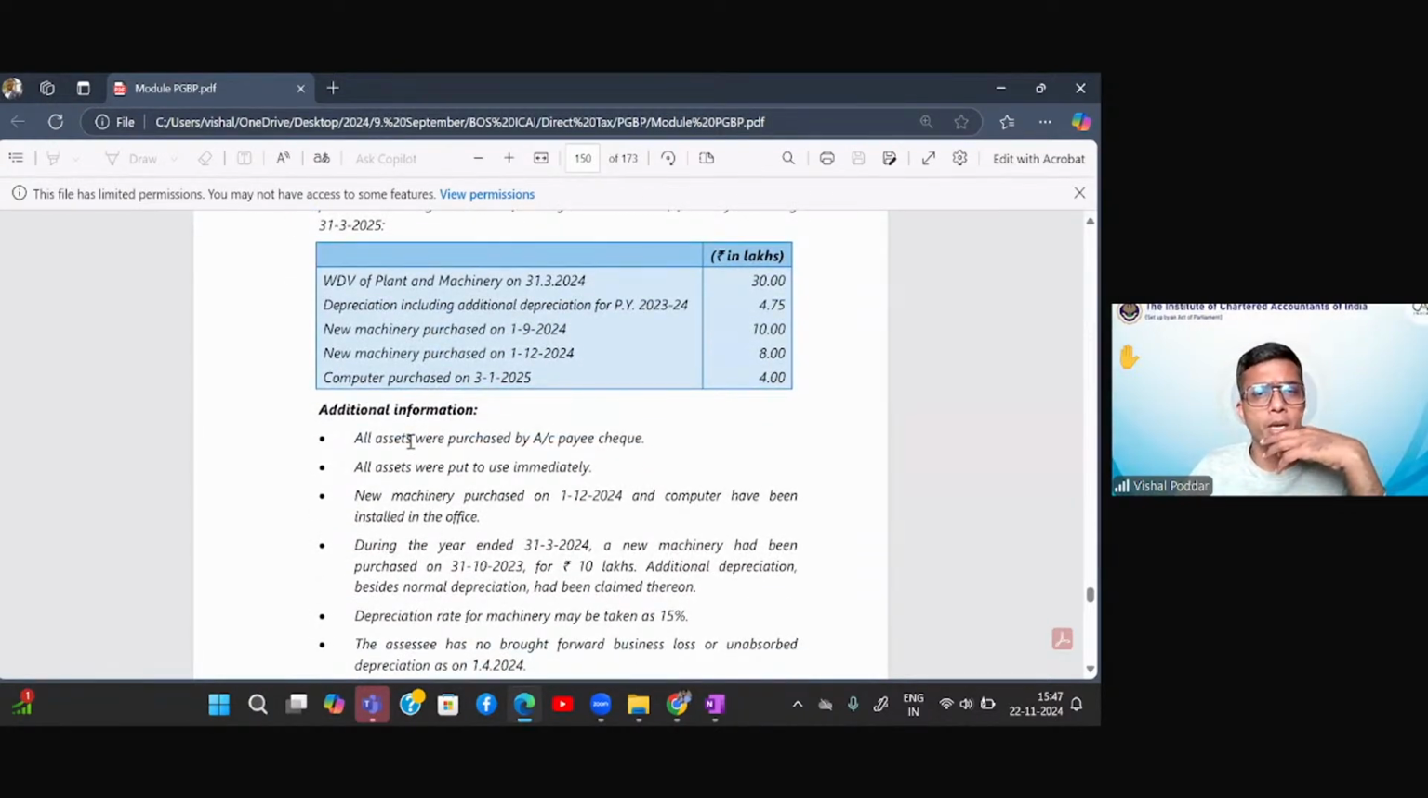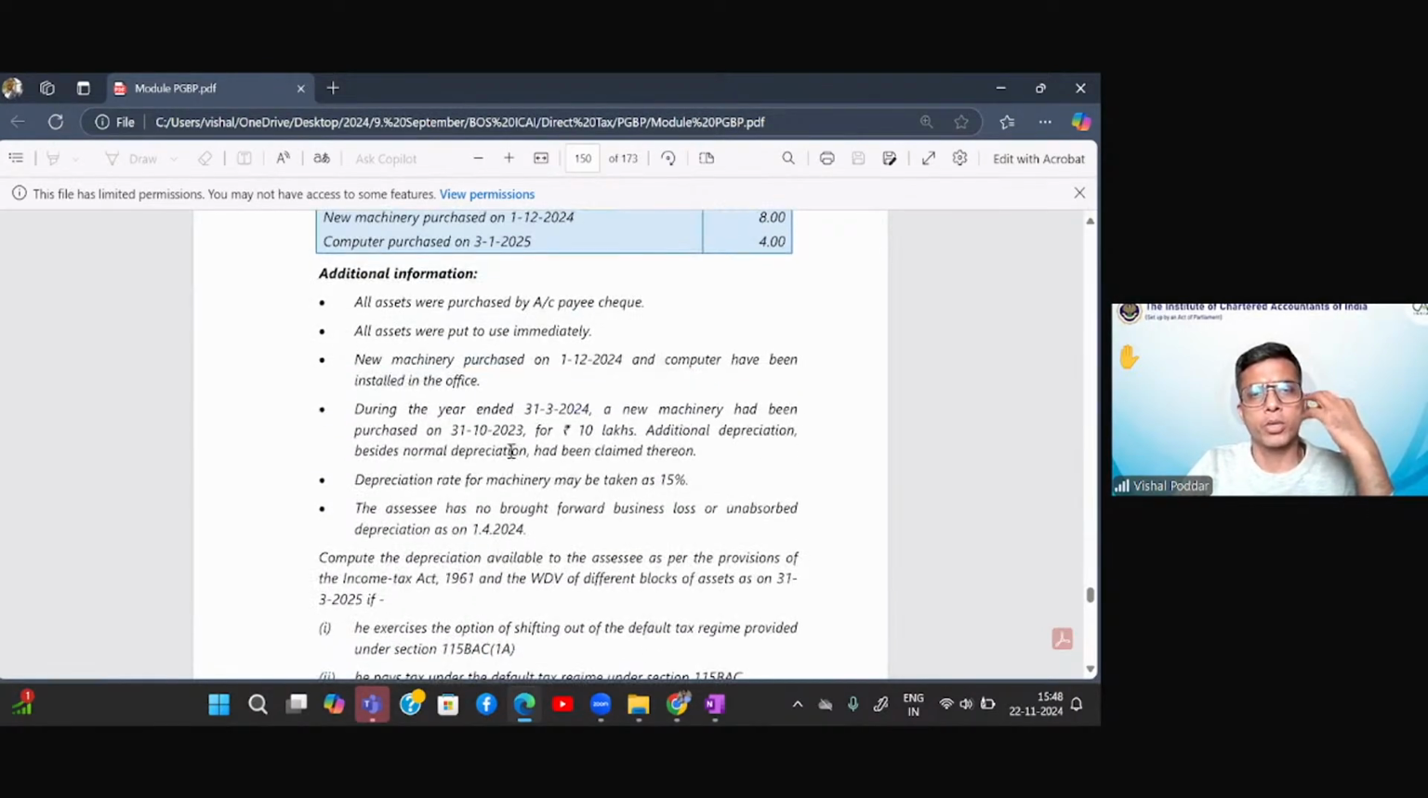All assets were purchased by account payee cheque, so no problem. Entire amount is eligible. All assets were put to use immediately. New machinery purchase on 1/12, when computers have been installed in office. Okay. Here during the year, 31/3/24, a new machinery had been purchased on this date of rupees 10 lakhs. Additional depreciation besides normal has been claimed. Now, since it is put to use on 31/10, they would have claimed half depreciation. So you have to take the balance half this year of additional depreciation.